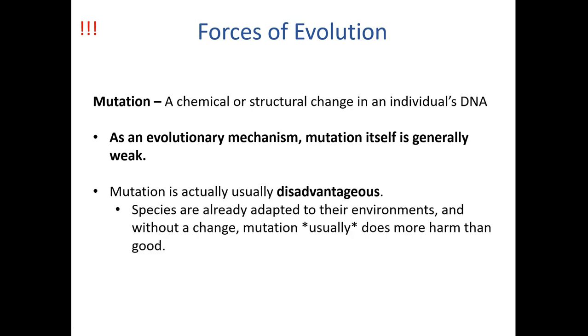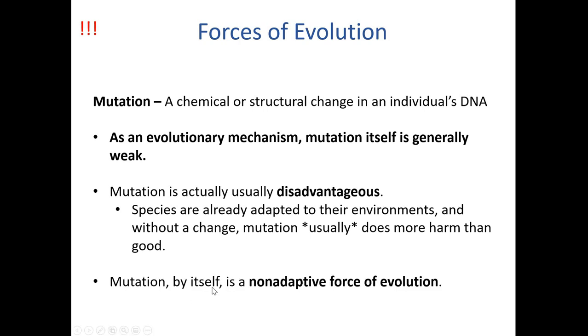Why? That's because species are already pretty well adapted to their environments due to the process of natural selection, right? So most species and populations that you see have a lot of traits that they already have that are useful for their environments. And so without an environmental change, mutation is usually going to do more harm than good. That's not always the case. Mutation by itself can be a good thing, but most often it's not. And so for those reasons, mutation by itself is a non-adaptive force of evolution. It's also a non-adaptive force because it's random, right? So mutation occurs naturally and it occurs randomly. So that makes it non-adaptive on its own. In order for mutations to be adaptive, you have to have natural selection to act on them.